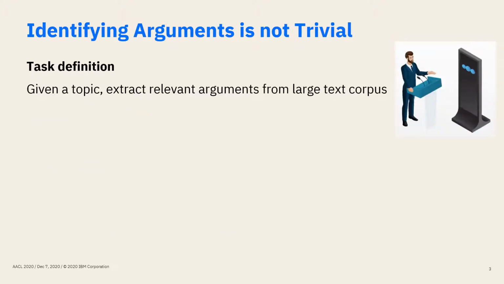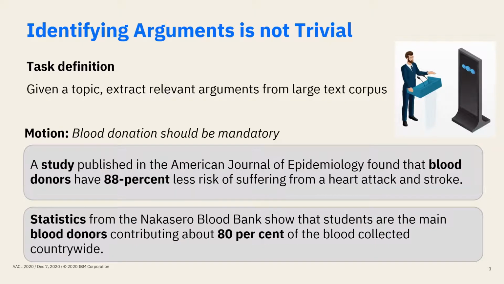In order to be able to identify relevant arguments, the argument mining solution needs to be able to distinguish between argumentative and non-argumentative texts. This task is far from being trivial, as we can see in the following example. The motion in this example is blood donation should be mandatory. Here we see two sentences that are both related to blood donation. At a first glance, these two sentences look very similar. They share similar words and phrases like a study and statistics, 88% and 80%.